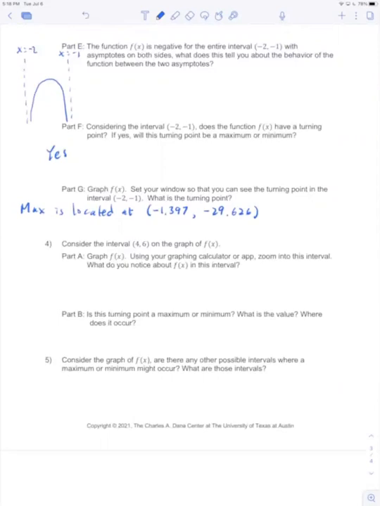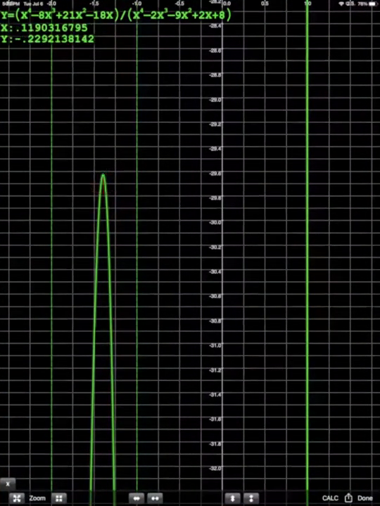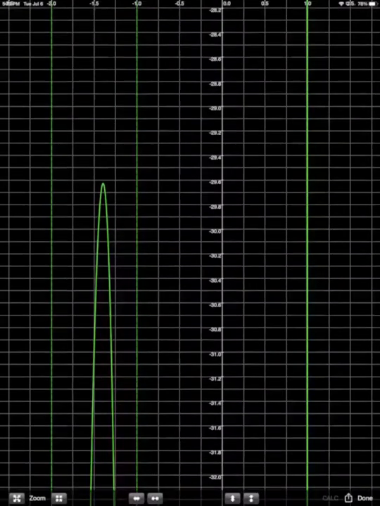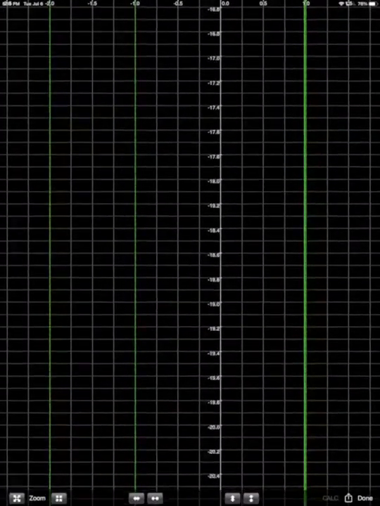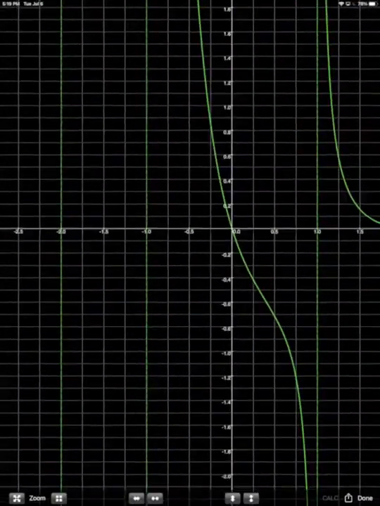Part A, graph f of x. Using your graphing calculator or app, zoom in into this interval. What do you notice about f of x in this interval? Okay, I'm going to go back here, and we're in the interval 4 to 6. So let me go way back up until I see the origin. There we go.